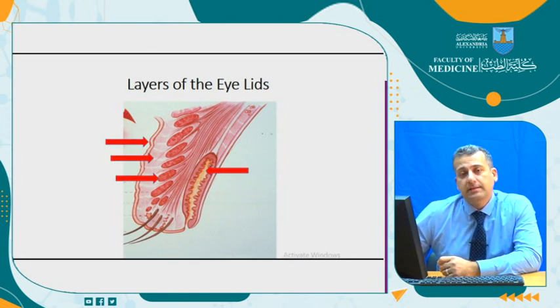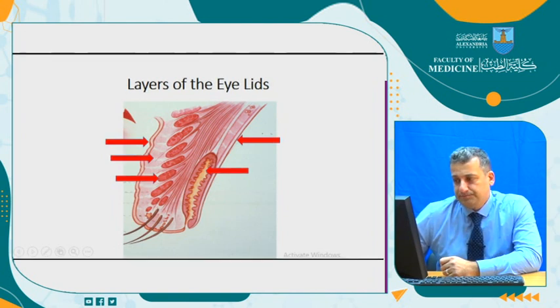These glands secrete meibum, which is a sort of an oily-like material that floats on the surface of the tear film to keep the tear film from evaporation. And the last layer is called the conjunctiva, covering the lid from the inside, and this is the layer that is in contact with the cornea and contact with the sclera. So the lid has 5 layers. The first layer is called the skin, second layer is called the subcutaneous tissue, the third layer is called the muscle layer or the orbicularis oculi, the fourth layer is called the tarsus with its meibomian glands, and the fifth layer is called the conjunctiva.